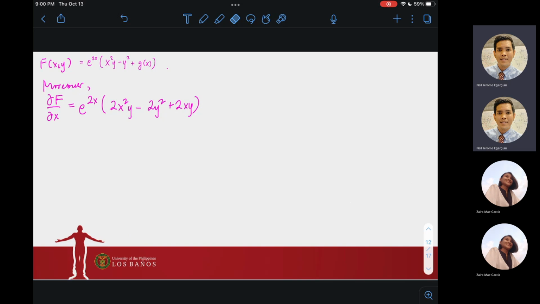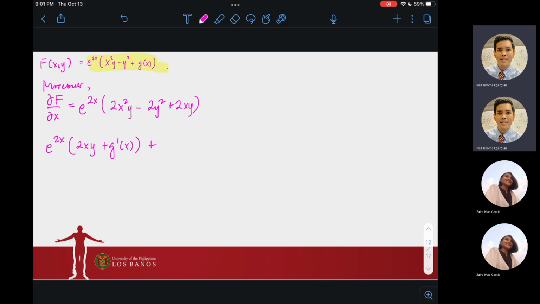Pero, pag nag-integrate ako kay f with respect to the variable x, what will we have? Well, ito ay i-integrate ko with respect to x. So, ngayon, magpa-product rule ako. Okay? So, pag nag-product rule ako, I'll get e to the 2x times derivative of the second factor with respect to x. So that will be 2xy. Tapos derivative ni y squared with respect to x ay 0 plus derivative ni g ay g prime.